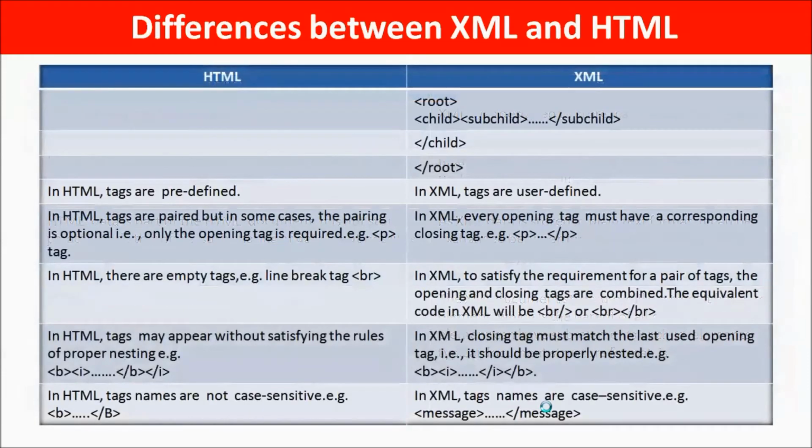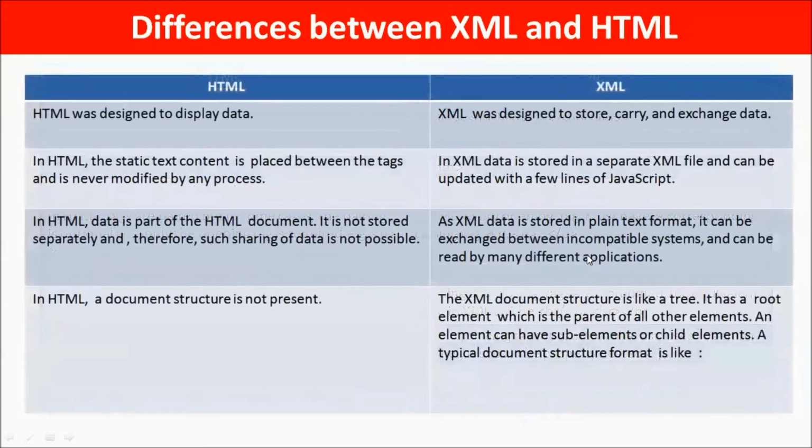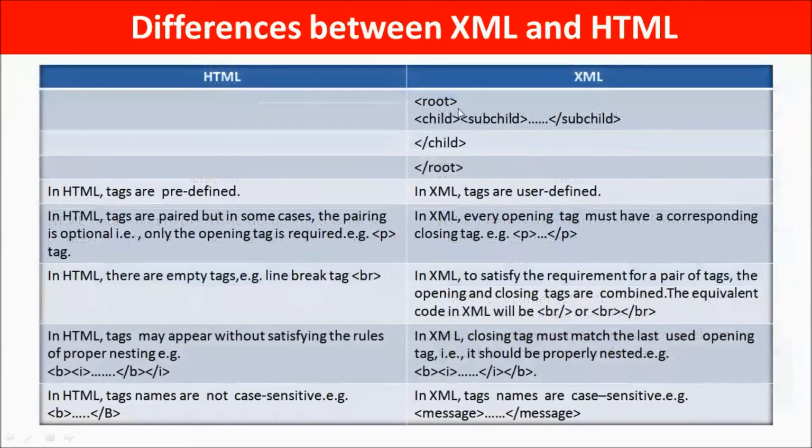The XML structure is like this: you see the root element is the main element, the parent element. Inside the parent element, there are child elements. Inside child elements, again, there are subchild elements. This way, it creates a tree-like structure.